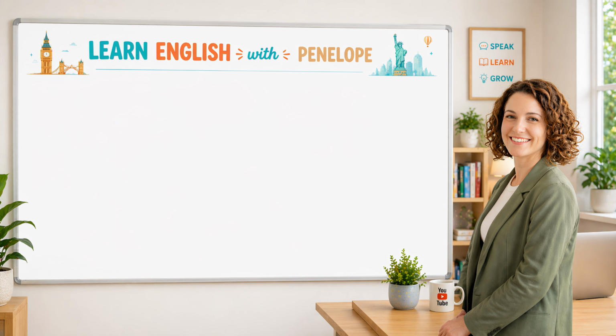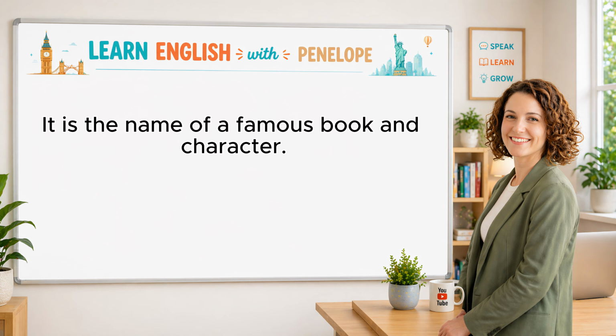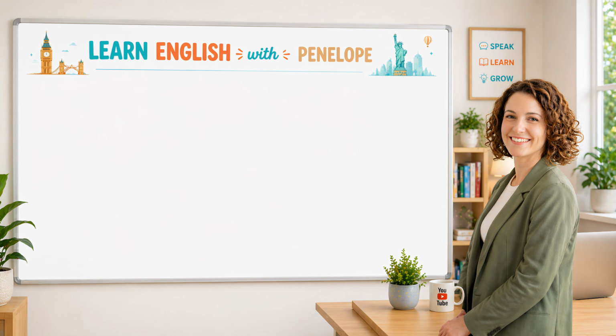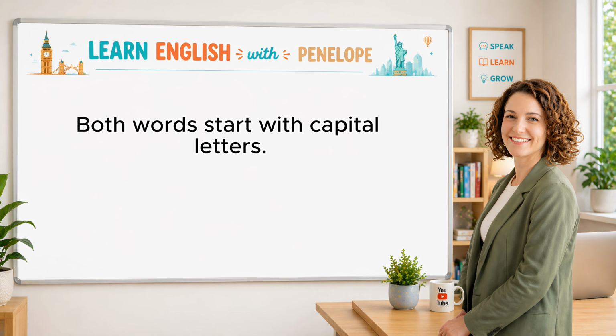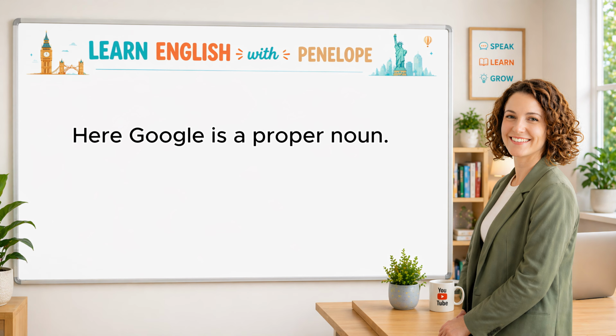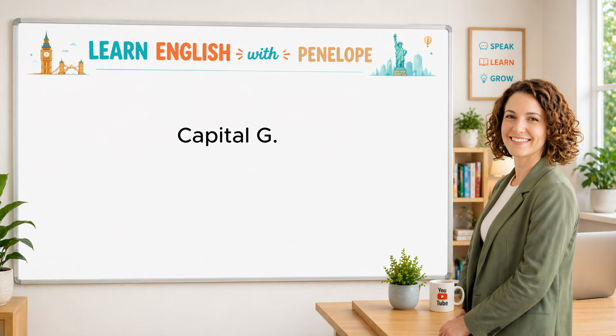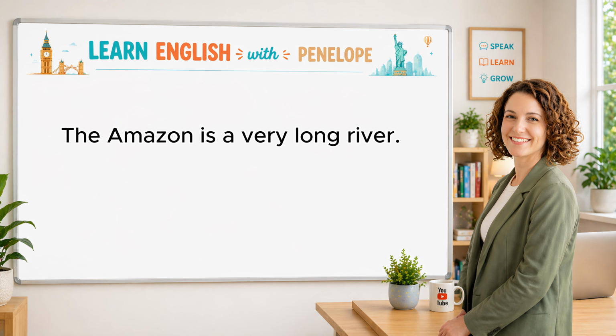Example 8. I love reading Harry Potter. Here, Harry Potter is a proper noun. It is the name of a famous book and character. Both words start with capital letters. Example 9. She works for Google. Here, Google is a proper noun. It is the name of a specific company. Capital G. Example 10. The Amazon is a very long river.